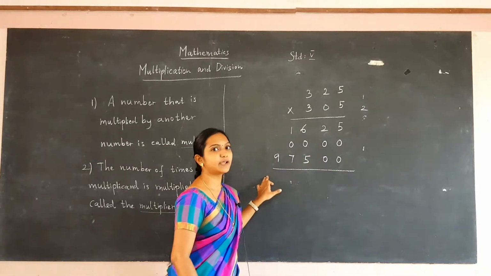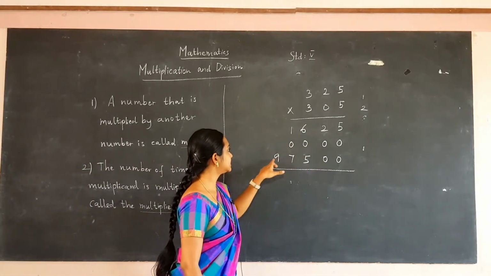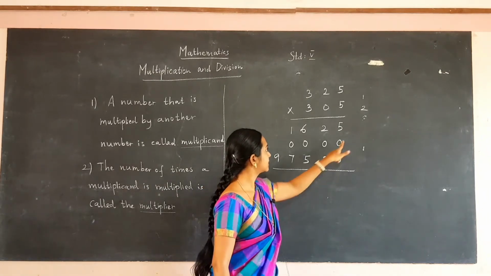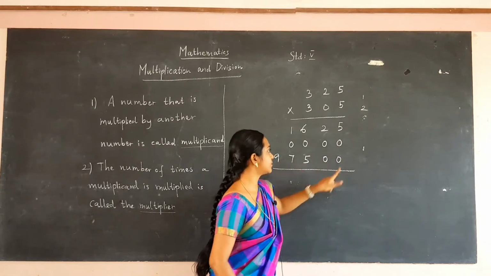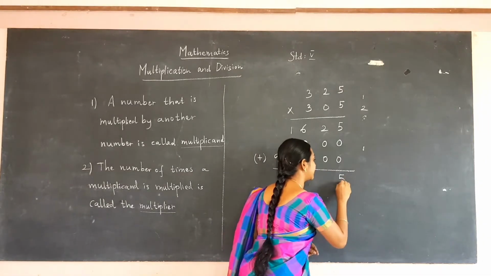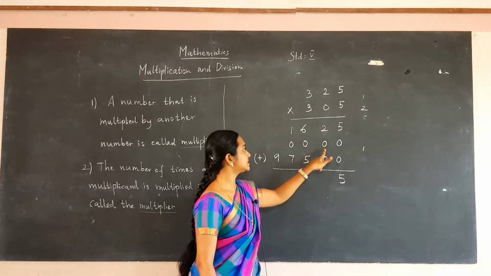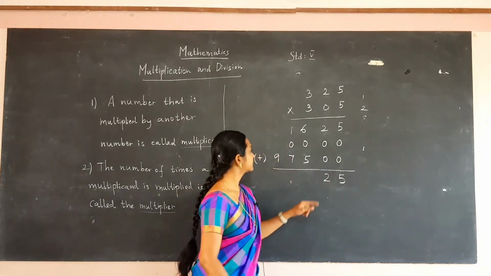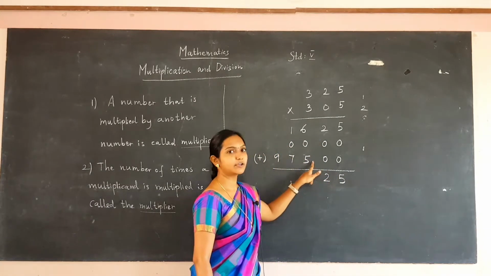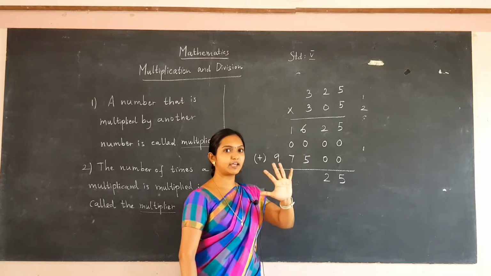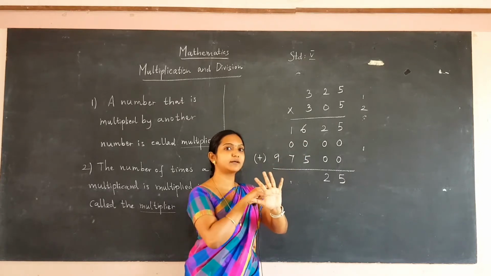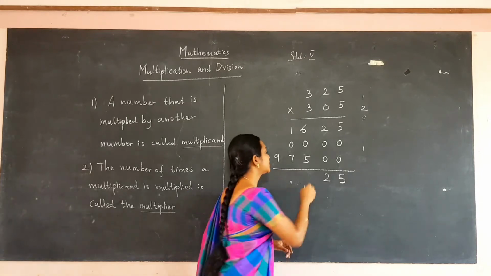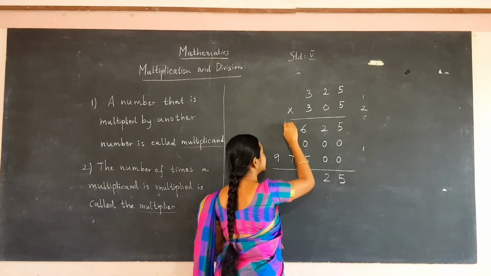Now we have multiplied, we have to add these 3 lines. 5 plus 0 will be 5. 2 plus 0 will be 2. 6 plus 5. Keep 6 in mind and 5 in fingers. Now start counting from 7, 8, 9, 10 and 11. So put 1 here and 1 is remaining.